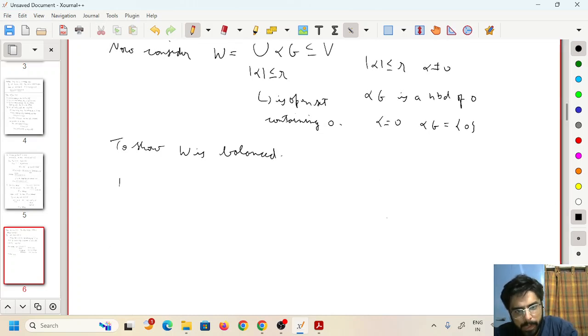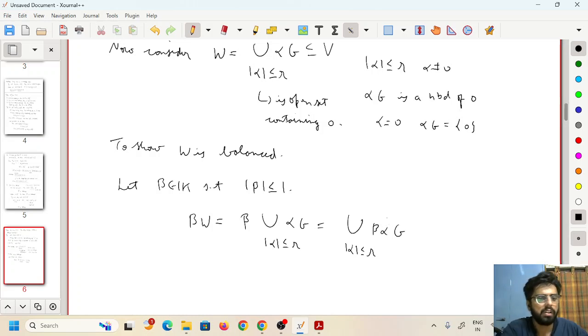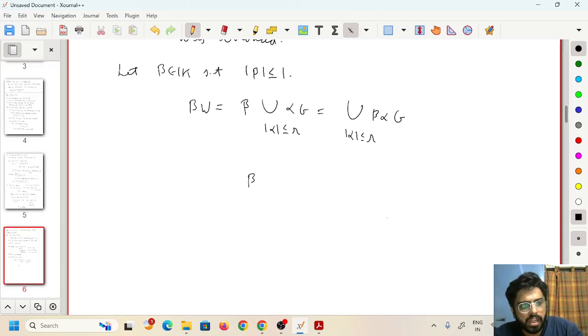let beta belong to K such that mod beta is less than or equal to 1. Then what happens to beta times W? Beta times W will be beta times the union over mod alpha less than or equal to R of alpha G. This is equal to the union over mod alpha less than or equal to R of beta alpha G, right?